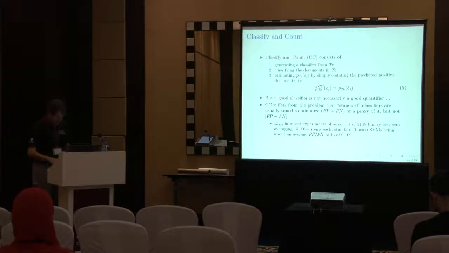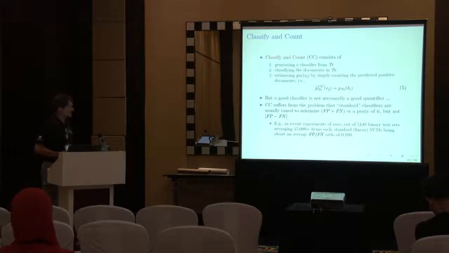So, speaking of sampling as a sort of naive baseline, we have argued that probably we shouldn't even consider that as a baseline. Classifying and counting is essentially the typical baseline that we should use. And classifying and counting consists, as the name says, in training a classifier from the training set, classifying the documents in the test set, counting the number of documents that have been attributed the class, and taking that as the estimate.